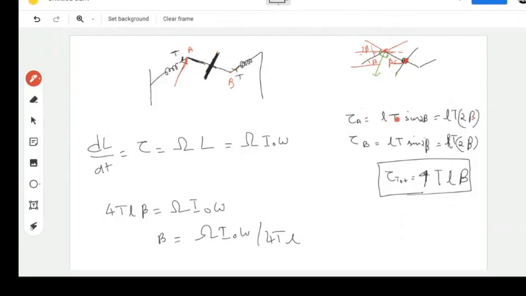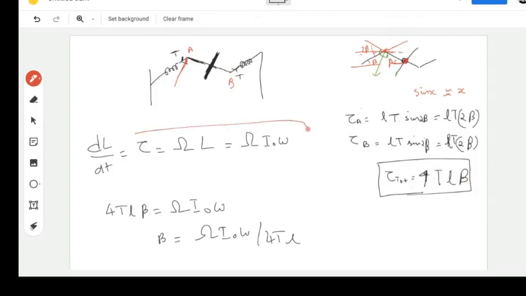One is this L cross. So basically the component of this is L, and the component of tension along this direction would be T sine 2 beta. This is beta, so this is 90 degrees. So along the green arrow, it will be T sine 2 beta. So your torque is LT 2 beta, because sine x for very small angles x is equal to x. Similarly, here torque at B would be this. Now if you see both the torques are in the same direction, so total torque is 4TLB.